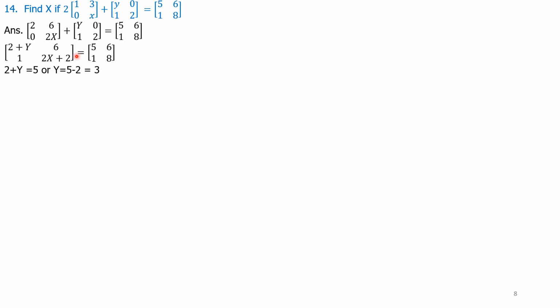Therefore, comparing the elements, 2 plus y is equal to 5 here. You see the first element on the left hand side is 2 plus y, and the first element on the right hand side matrix is 5. Therefore 2 plus y is equal to 5, or y is equal to 5 minus 2, that is equal to 3.